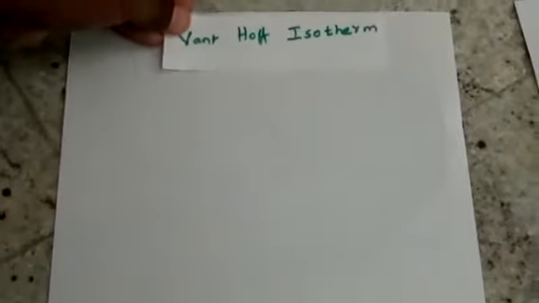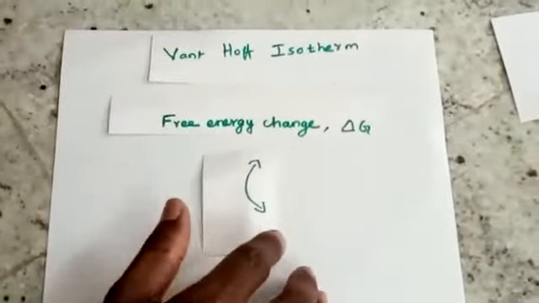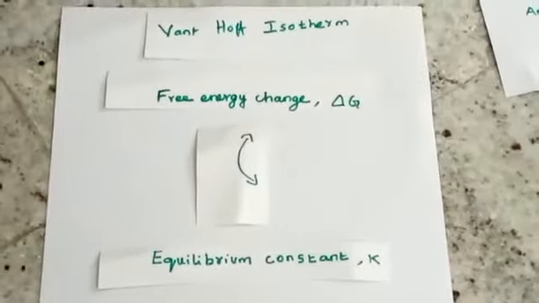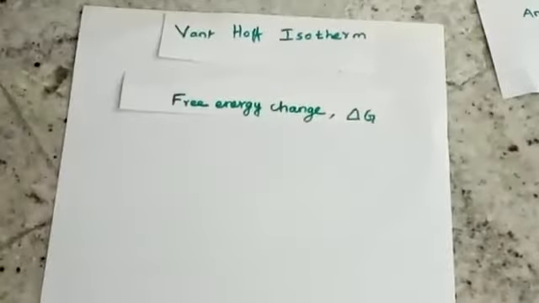Students, in this video we are going to see the Van 't Hoff isotherm. This is an important derivation of thermodynamics. In this derivation, the relationship between free energy change delta G and equilibrium constant K is to be derived. For this derivation, we should start with an equilibrium reaction.